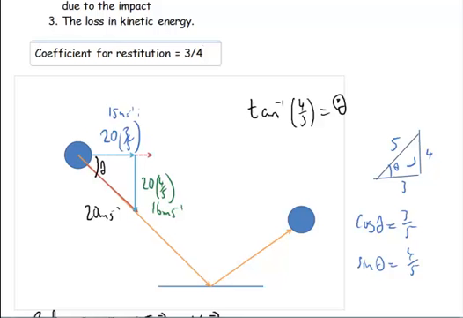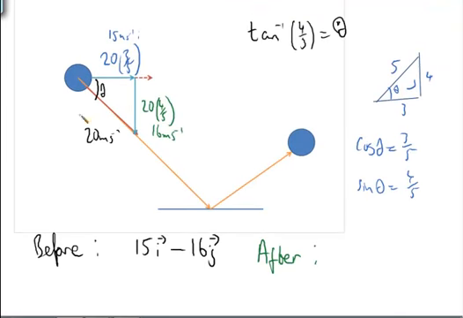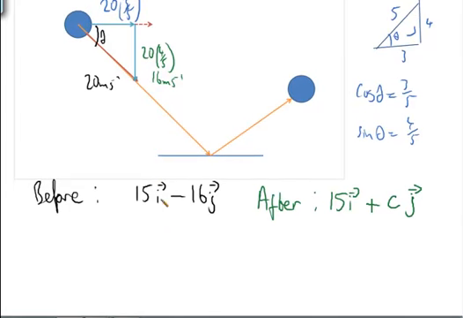So that will come into the J component. Now, we already know that after the collision, so that's before, after the collision, the velocity will still have the same I component. It will still be 15I, but it'll be plus something J. We'll just call it plus C times J. That's before and that's after. Now, there's a couple of things we need to know, so we might just go with Newton's law of restitution.